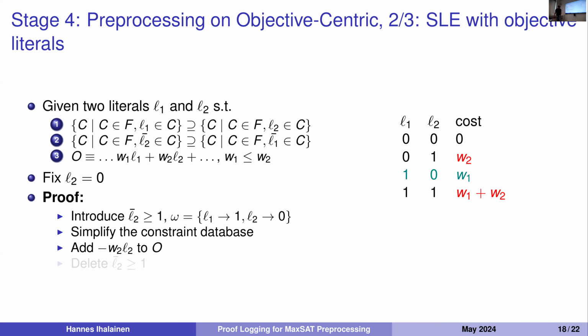And now we also need to remove the L2 from the objective function. So that's an additional step here, but otherwise it's similar to before. Just to simplify the constraint database. Yeah, that is what it actually looks like in the proof. In the proof it's check deletion. So for every constraint here, you use the check deletion rule.